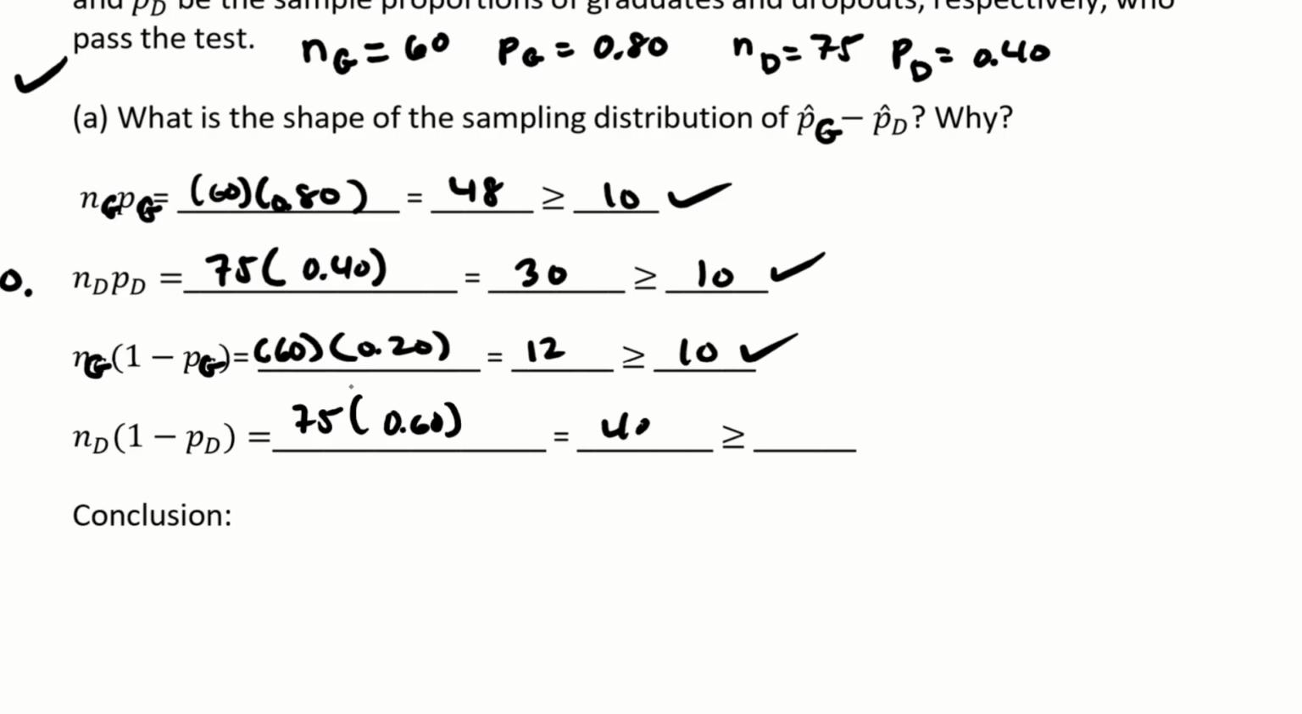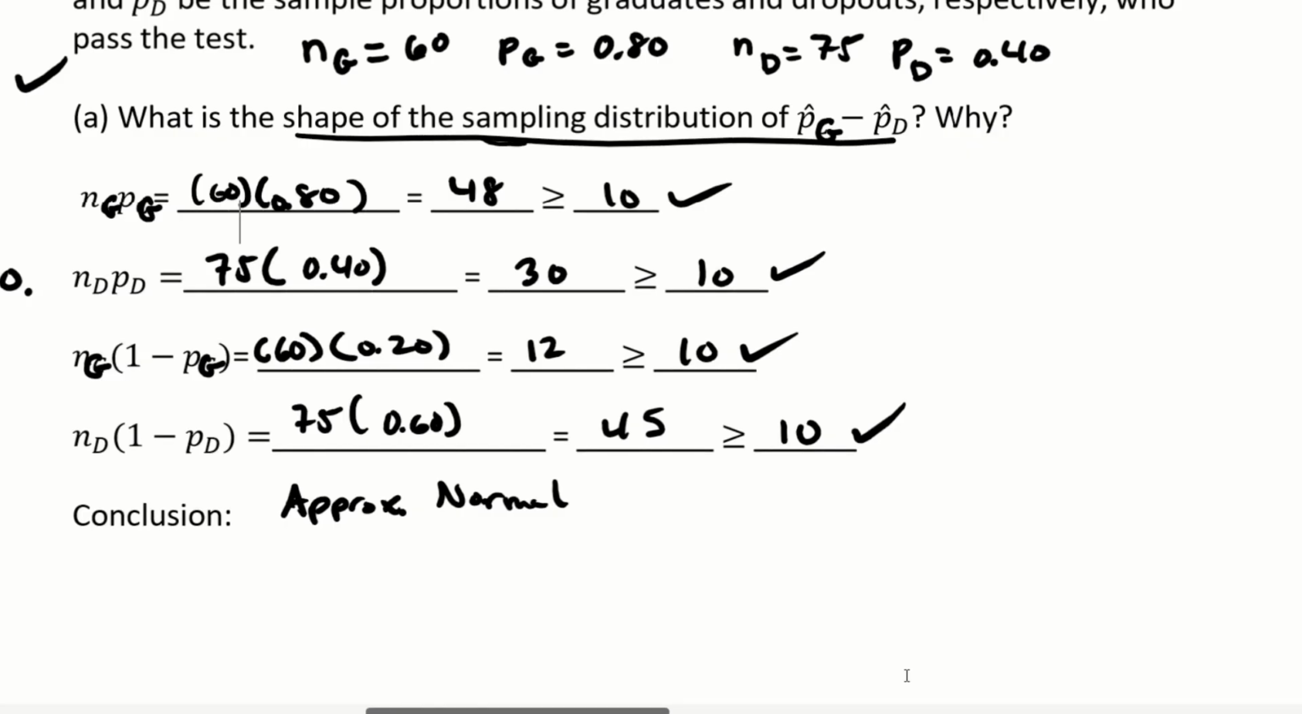Let me double check that number. Make sure that's right. Okay, 45. All right, so it's greater than 10. All right, so our conclusion is that the distribution is approximately normal, okay, for the shape of the sampling distribution. All right, so that's part A. Part B, find the mean of the sampling distribution. Again, this should say a G, of course. Let me put a G for all these.